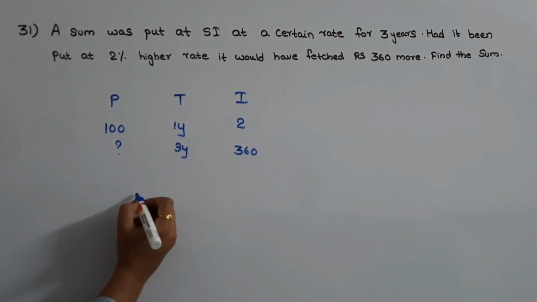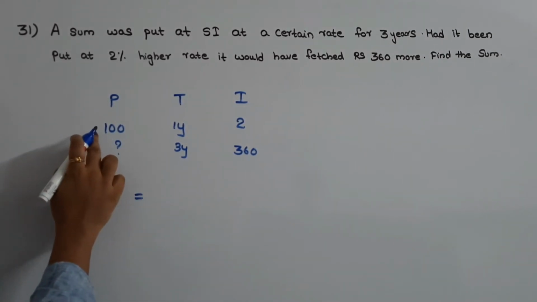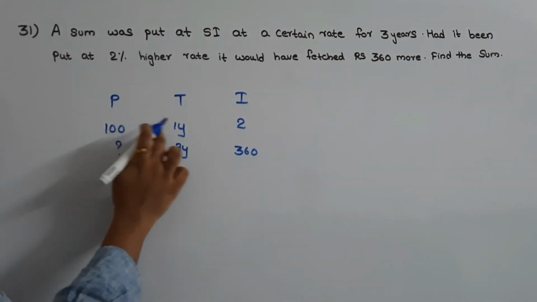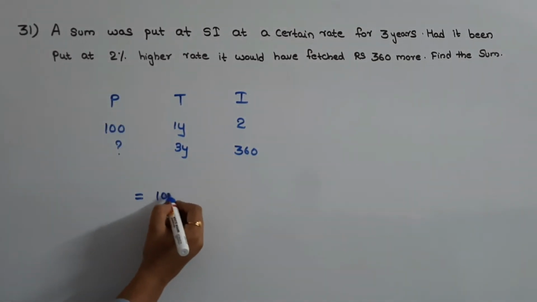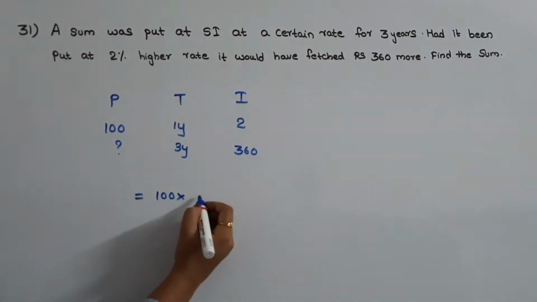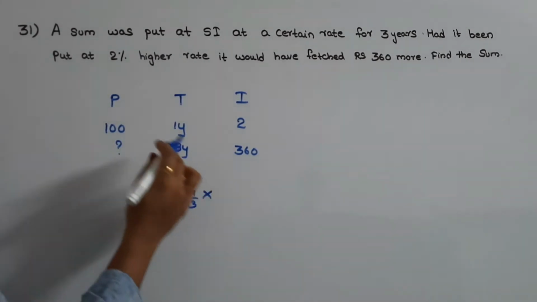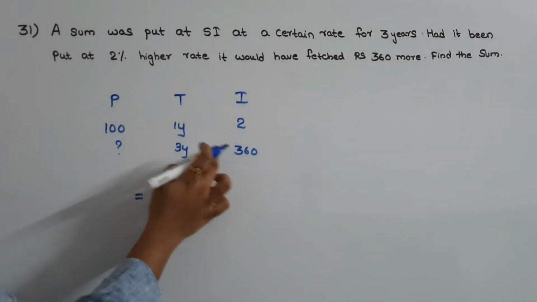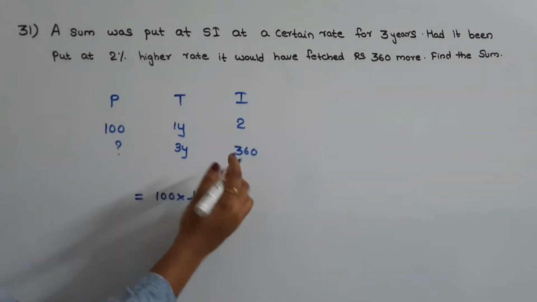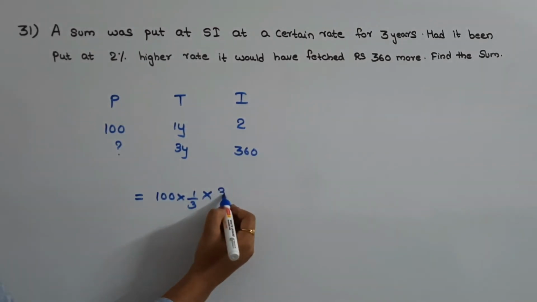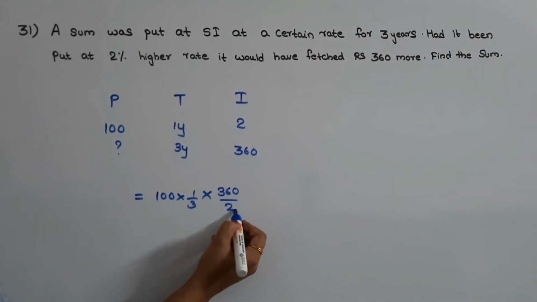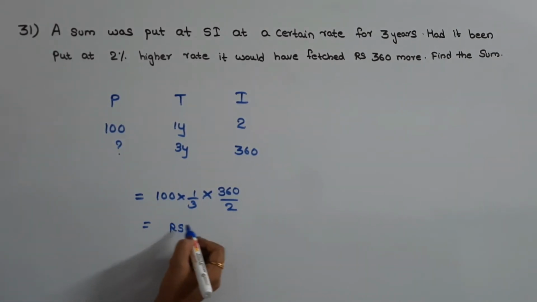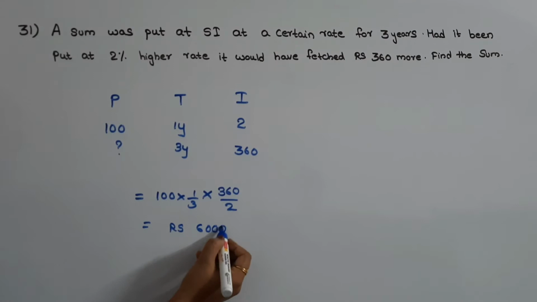So, this will be equal to 100 into 1 by 3, because principal and time period are inversely proportional, so direct multiplication. Principal and interest are directly proportional, so cross multiplication, that is this into 360 by 2. On solving this, you will get the answer as rupees 6000.